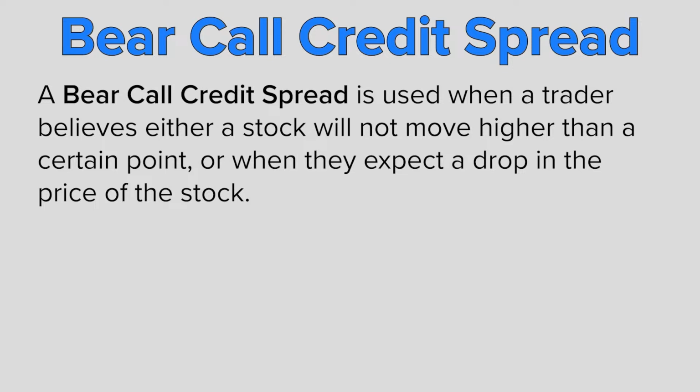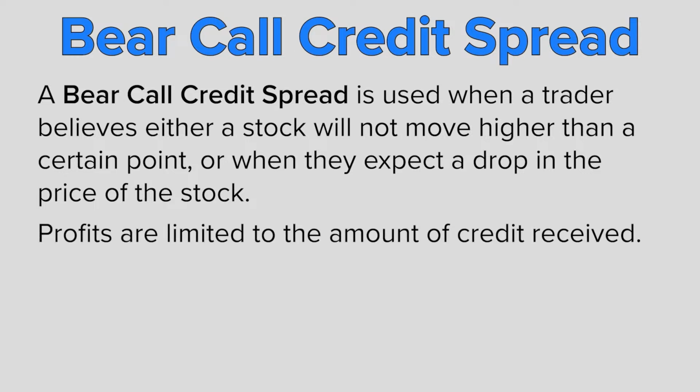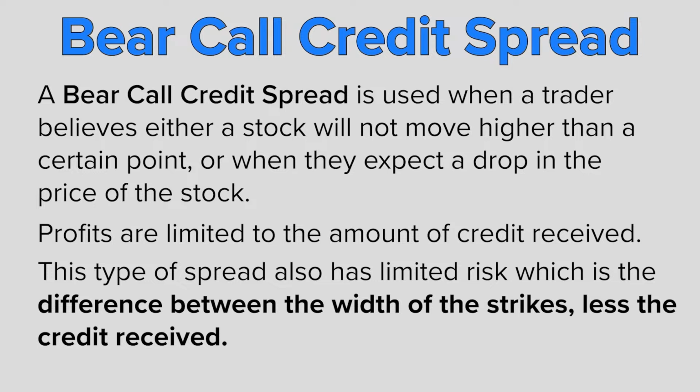A bear call spread, or a bear call credit spread, is used when a trader believes a stock will either not move higher to a certain point or when a trader expects a drop in the price of the stock. Profits are limited to the amount of credit received, and this type of spread also has limited risk, which is the difference between the width of the strikes less the credit received. The bottom line is that the purchase of the higher strike call is used to offset the risk of selling the lower strike call.